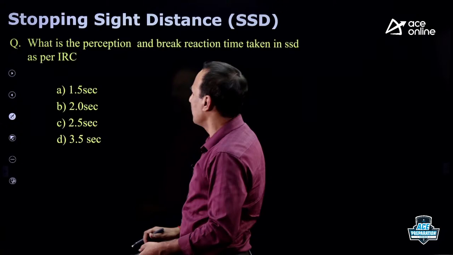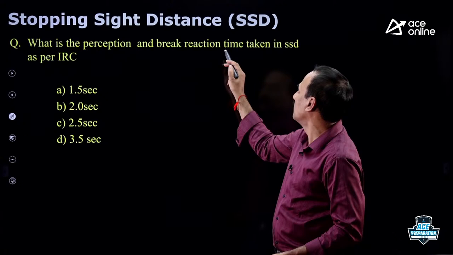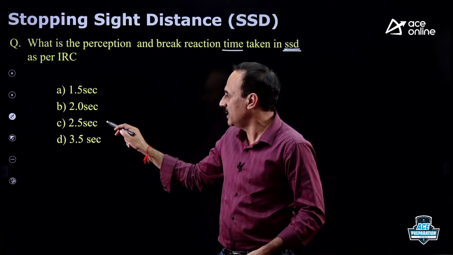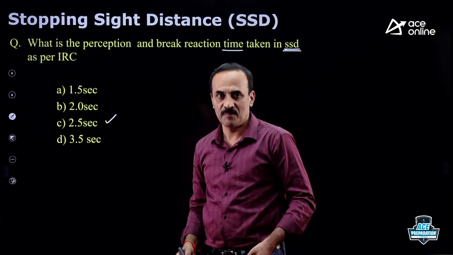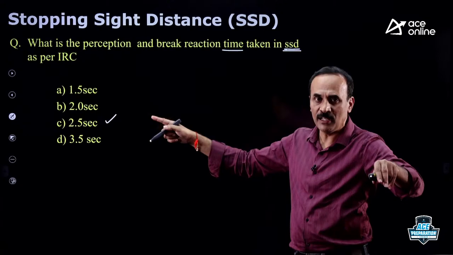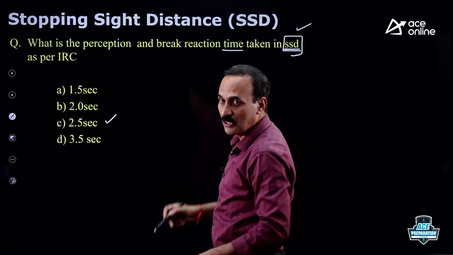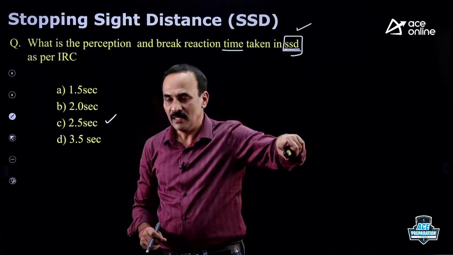Now you see this question. What is perception and brake reaction time for SSD as per IRC? For SSD, we take 2.5 seconds. Reaction time of an average driver is 2.5 seconds. In overtaking sight distance, the reaction time changes to 2 seconds. As per IRC, reaction time of driver in SSD is 2.5, OSD is 2 seconds. You need to read the question carefully. What exactly is asked in the question, you need to identify and then pick the answer. If you are not reading the question carefully, there may be a chance of selecting the wrong answer. Be careful.